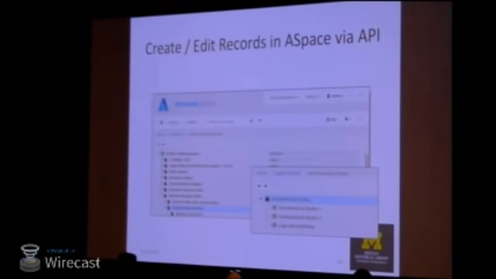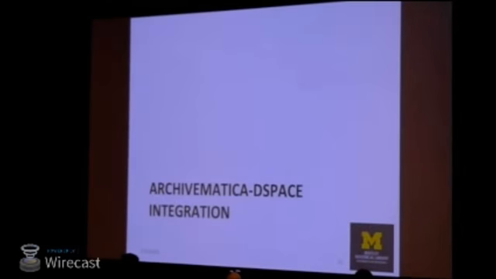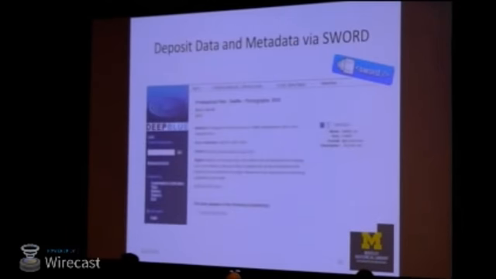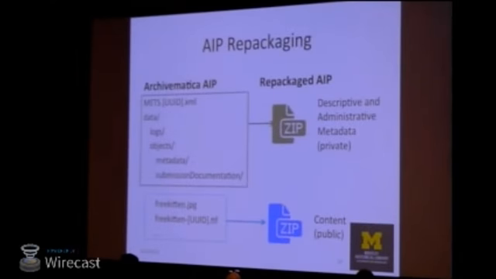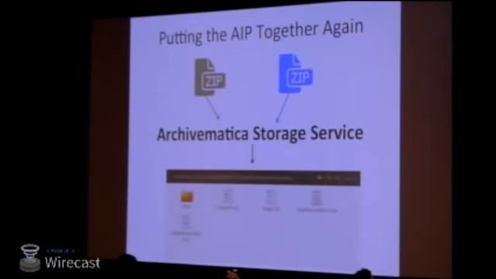All the while, Archivematica is using the ArchivesSpace API to write this information to an ArchivesSpace instance. For the DSpace integration, we're using the SWORD protocol to deposit data and metadata to the repository. This has involved some repackaging of the Archivematica AIP. So essentially, the descriptive and administrative metadata is going into a private zip file. The content is public as it's deposited into DSpace. The Archivematica storage service can put all this together.